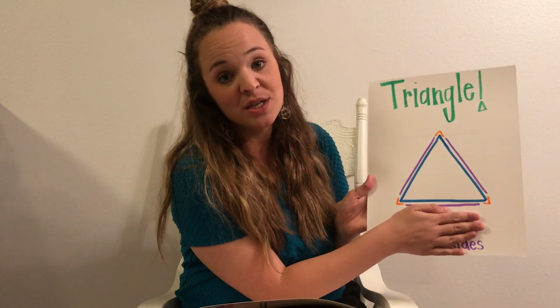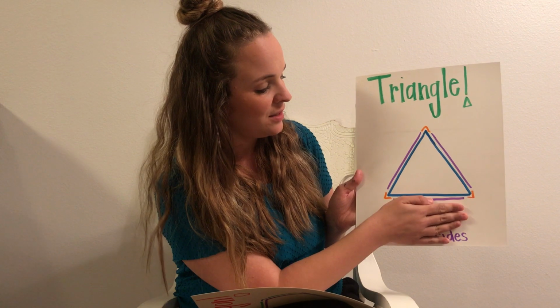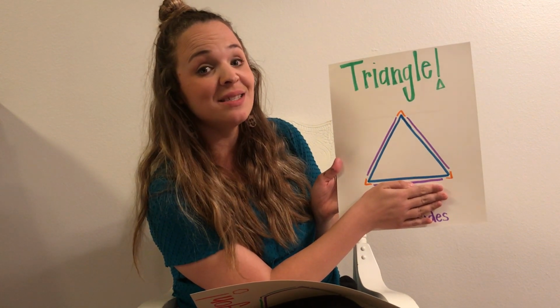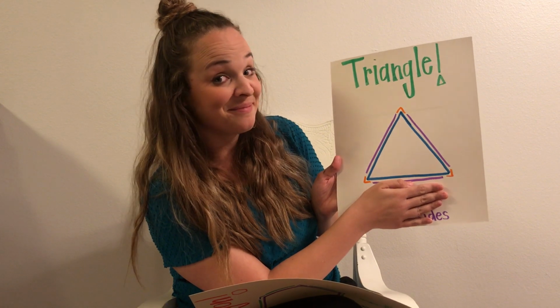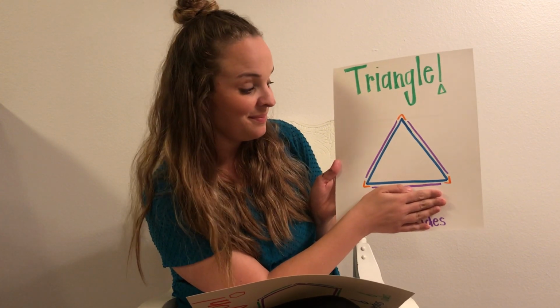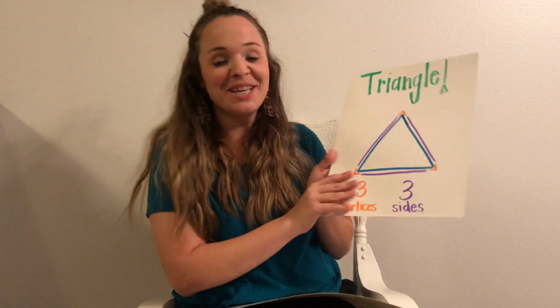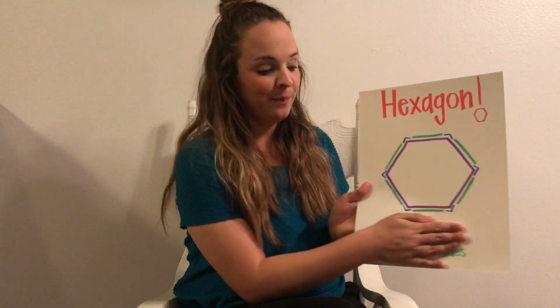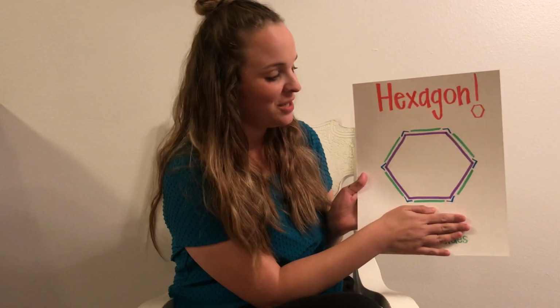All right, let's start. What shape is this? What's the shape? Triangle. How many sides? 3. And how many vertices? 3. Good job, my friends. All right, last one. Here we go. Covering it up. Ooh, this was the tricky one.